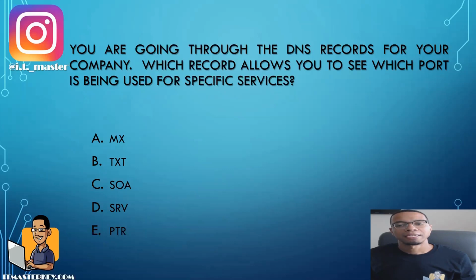Okay, you are going through the DNS records for your company. Which record allows you to see which port is being used for specific services? All right, gang, so all these are DNS records, but the one that's going to be able to show you what services are being used is SRV, okay?